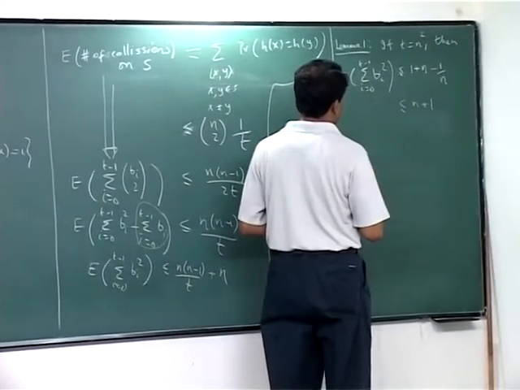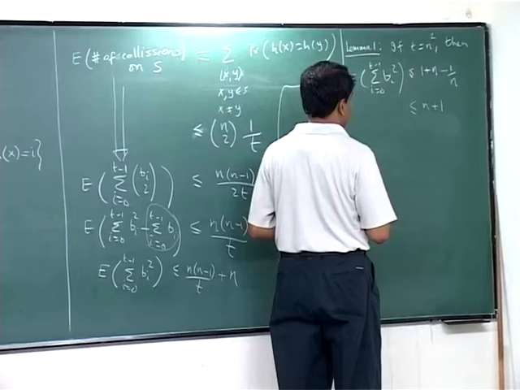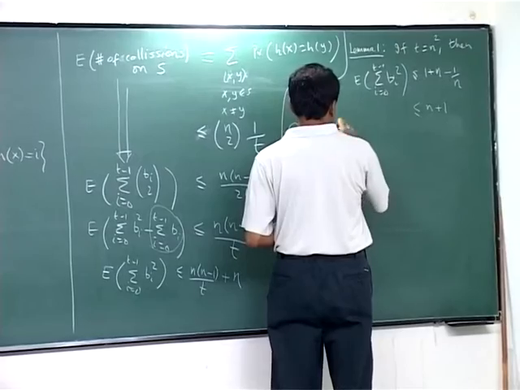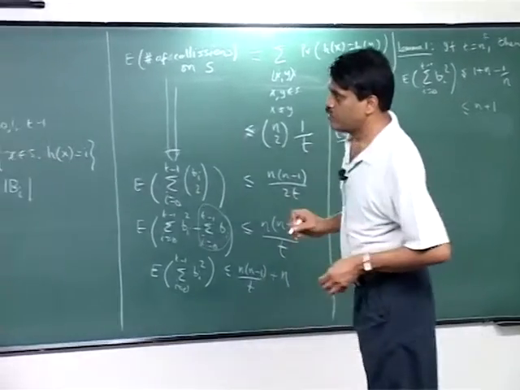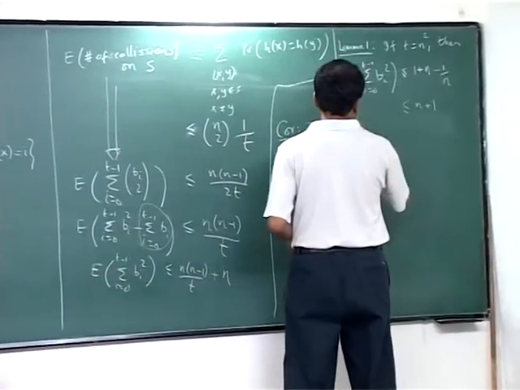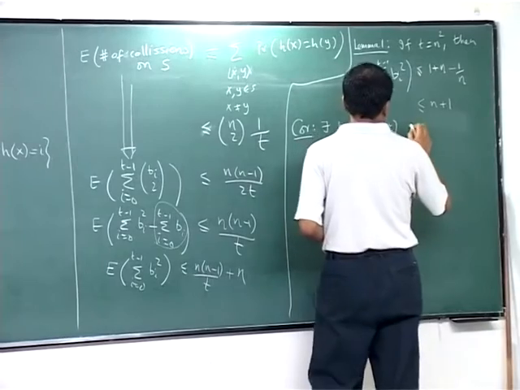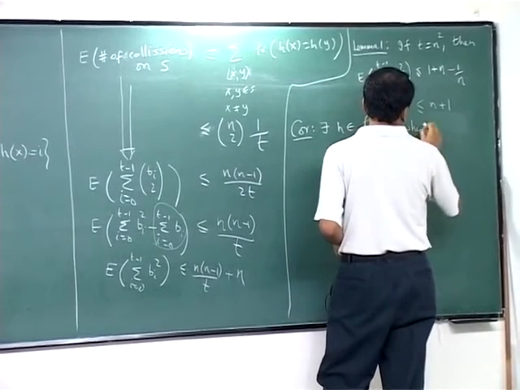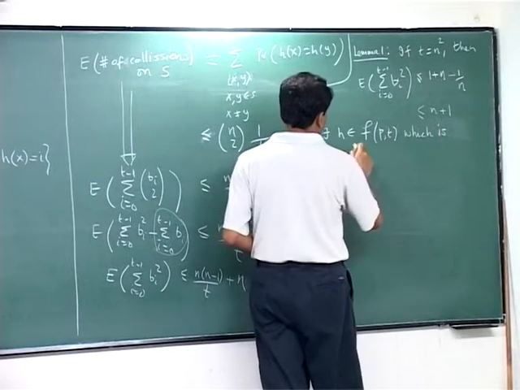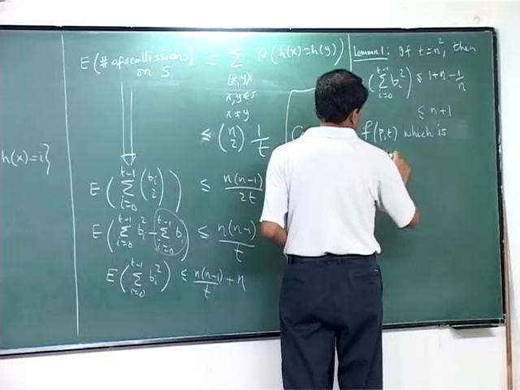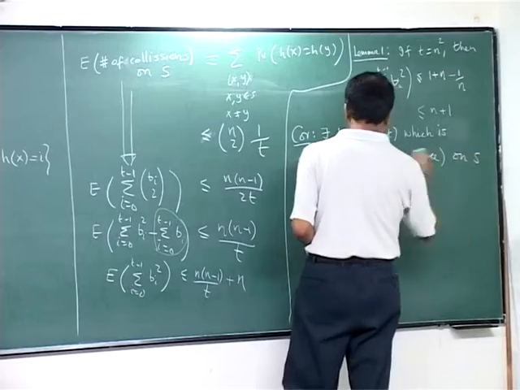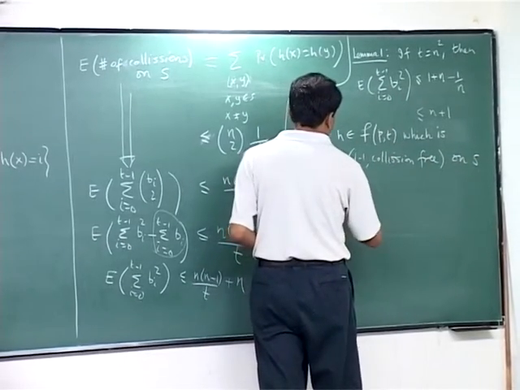What does this mean? This is corollary one, right? There exists an h in the family H which is injective on S. Injective meaning collision-free, one to one. When t equal to n square.